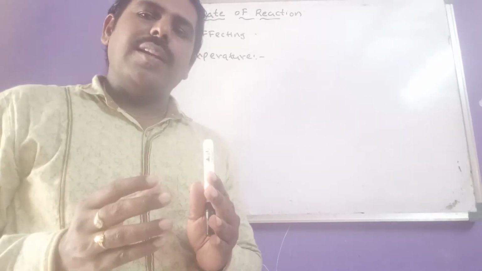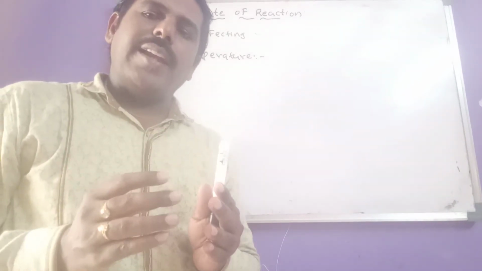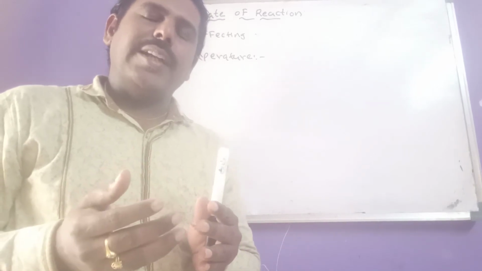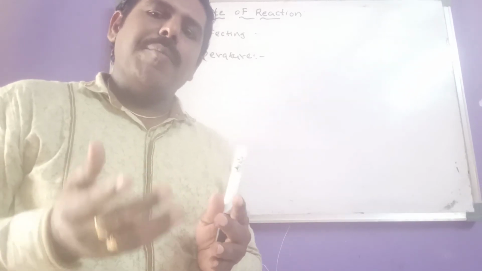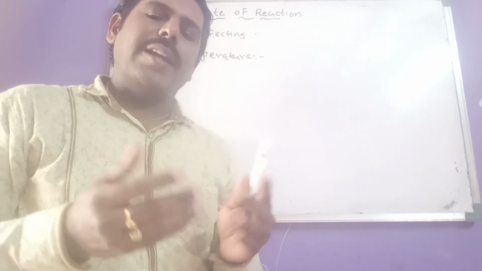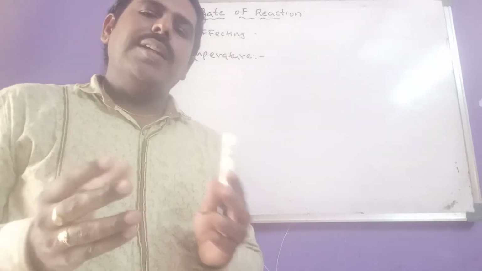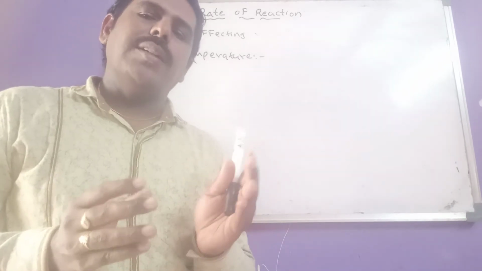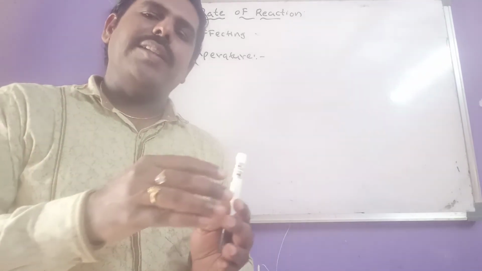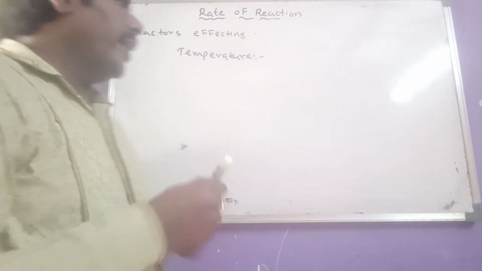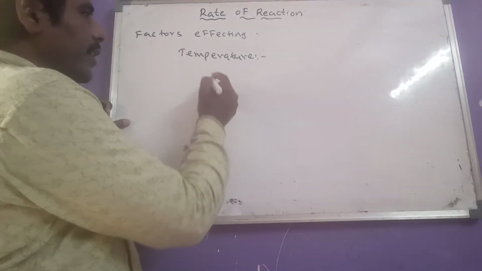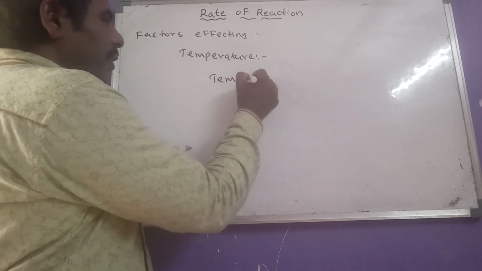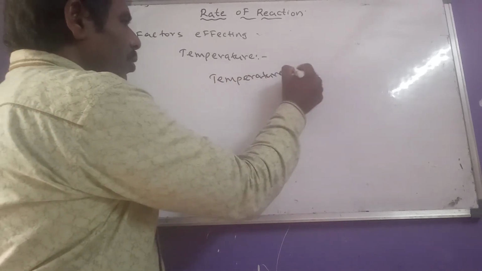And in general, for every 10 degree rise in the temperature, the reaction rate, that means the reaction speed, might be doubled and in some cases tripled. That means the rate constant value is doubled or tripled for every 10 degree rise in the temperature. And then one can give which one? The temperature coefficient. What is temperature coefficient?